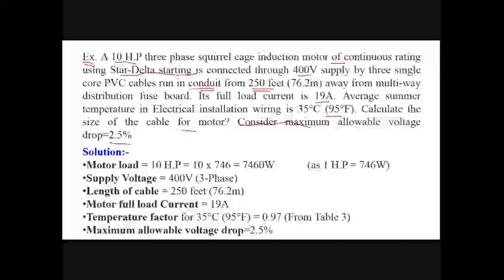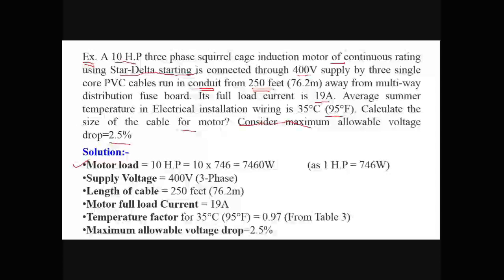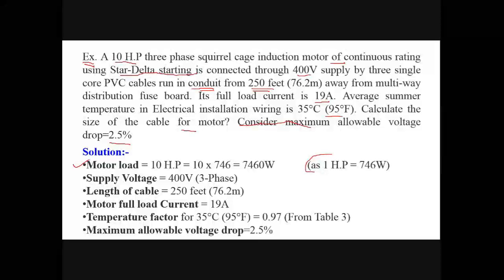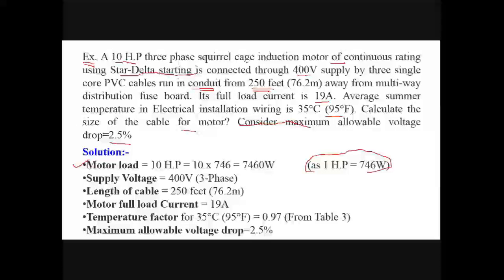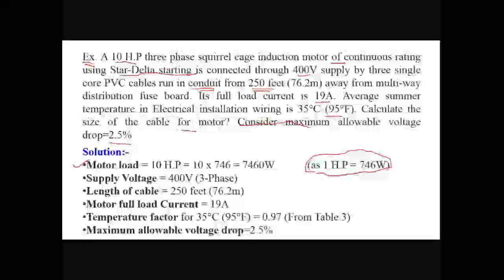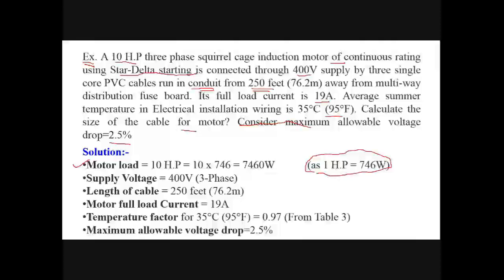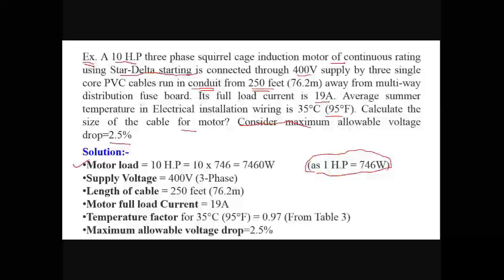Okay, so what are the given quantities? The first quantity is the motor load. They have given the value in horsepower, and we have to convert it into watt. What is the formula to change horsepower into watt? 1 horsepower is 746 watt. So we multiply 10 by 746, and it comes to 7460 watt.